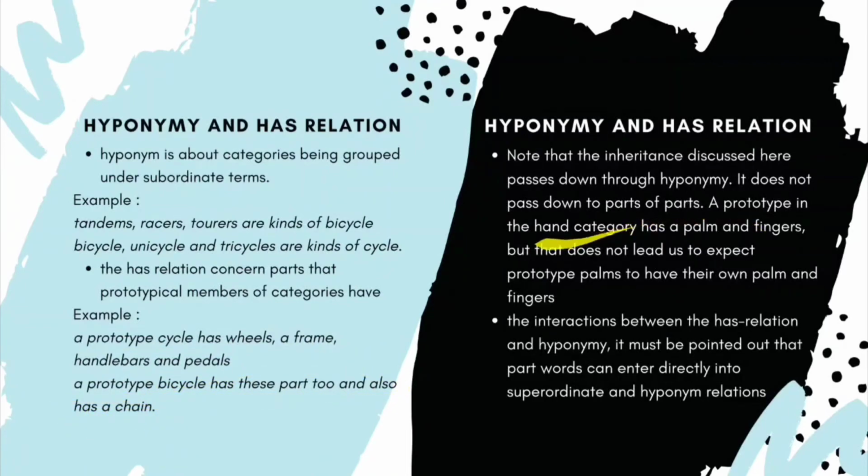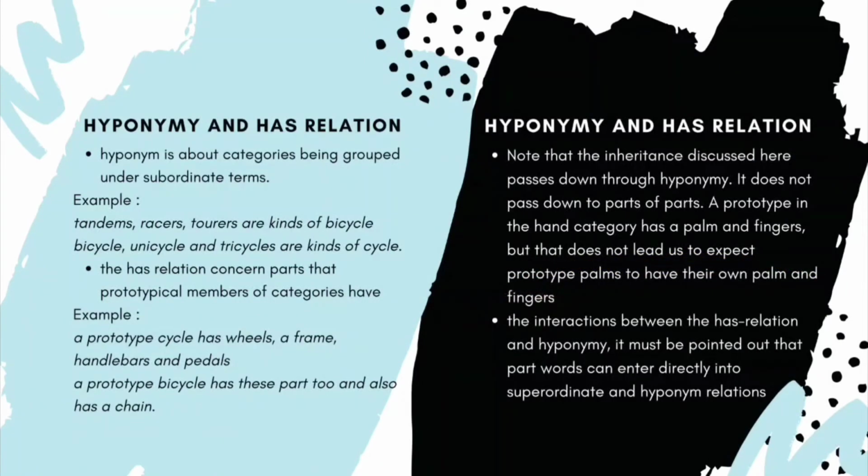Note that the inheritance here is passed down through hyponymy. It does not pass down to parts. A prototypical hand has a palm and pincher, but that does not lead you to expect a prototypical palm to have its own palm and pincher.